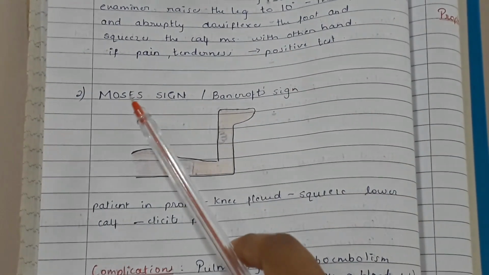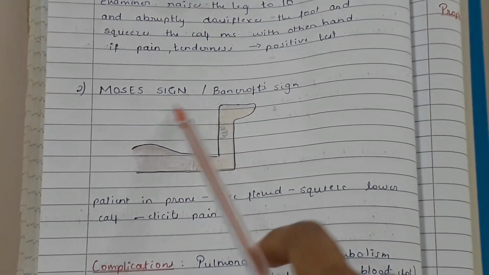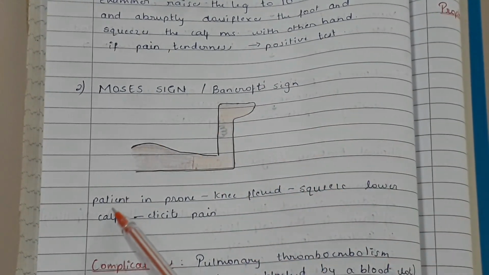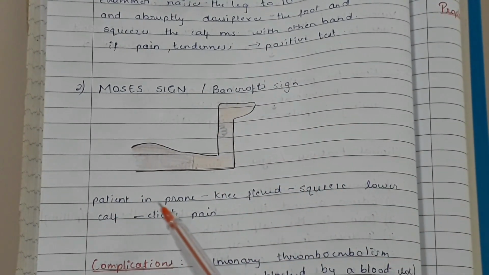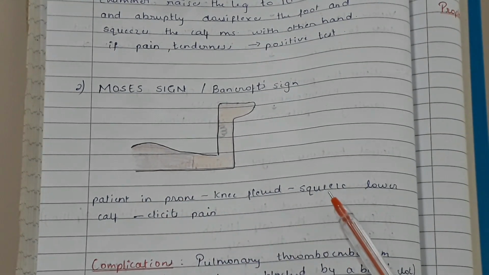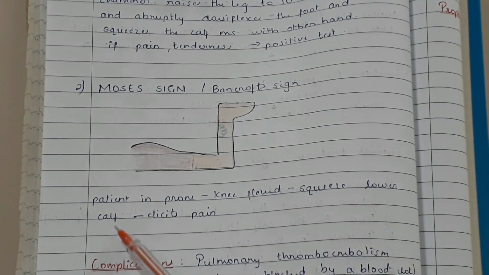Next, we have the Moses sign, also called the Bancroft sign. Here, the procedure involves the patient lies in a prone position with the knee flexed. The therapist squeezes the lower calf, and if it elicits pain, the Moses sign is said to be positive.